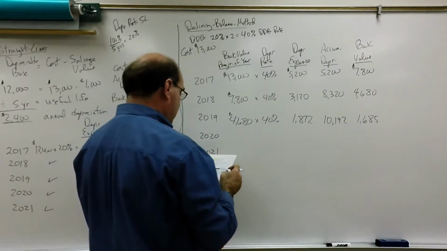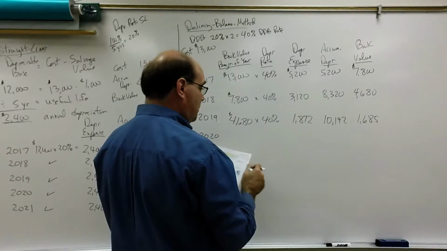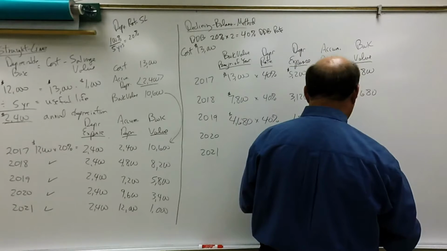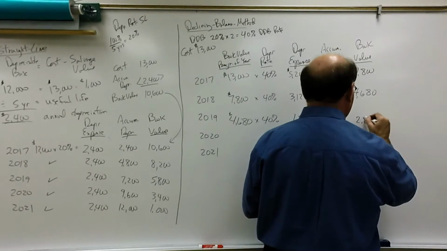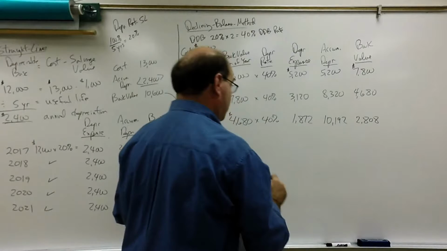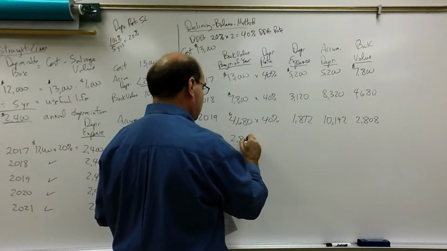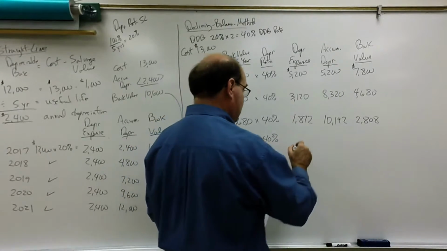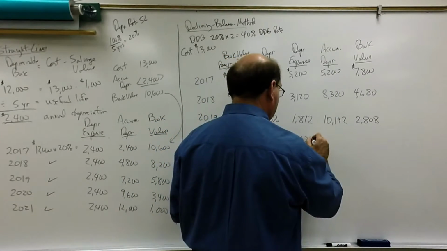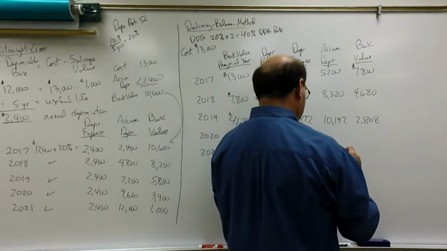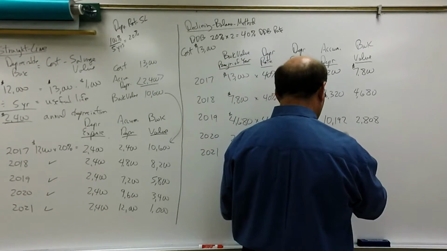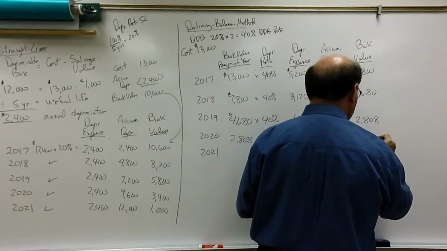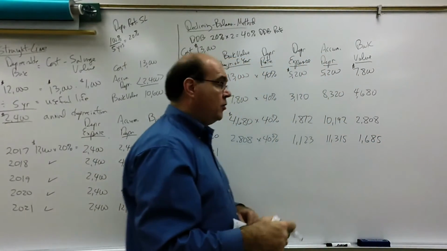So now we bring the 1,000. I skipped a year, didn't I? 10,192. That's 2,808. There we go. We bring the 2,808 over, multiply it by 40%. Our depreciation expense is 1,123. Add that to our accumulated depreciation. It's 11,315. Now our book value is 1,685. So our book value has fallen down pretty quickly.